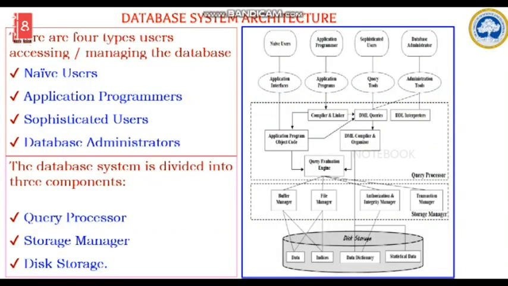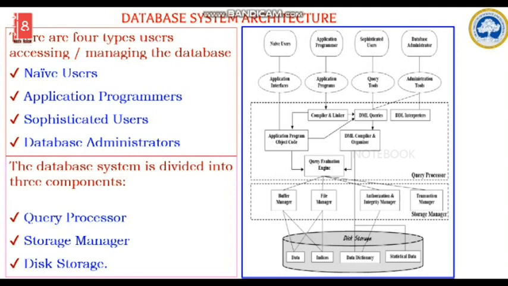The database system architecture. There are 4 types of users in the database system architecture, which is represented on the right hand side. This whole architecture comes with several phases. Here at the top, we can see the users: naive users, application programmers, sophisticated users, and database administrators at the top level. Then this database system is divided into 3 components, which are represented in the diagram as query processor, storage manager, and disk storage.